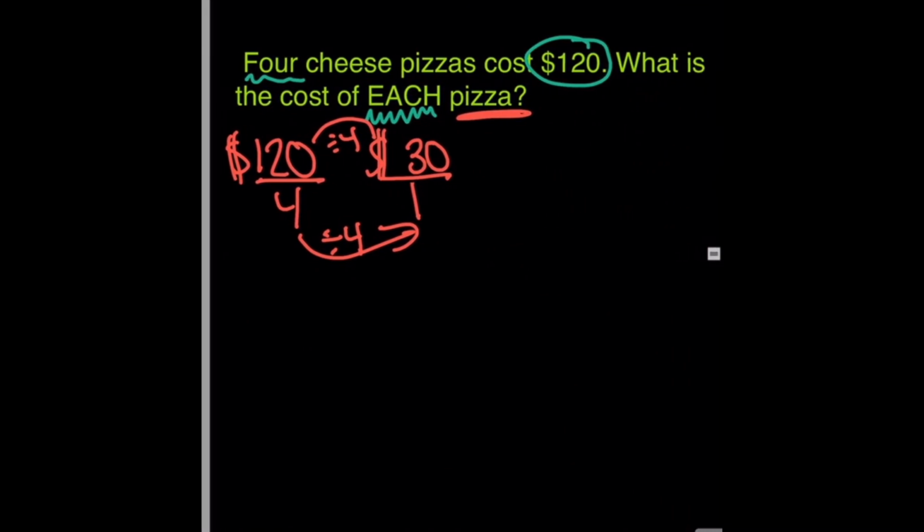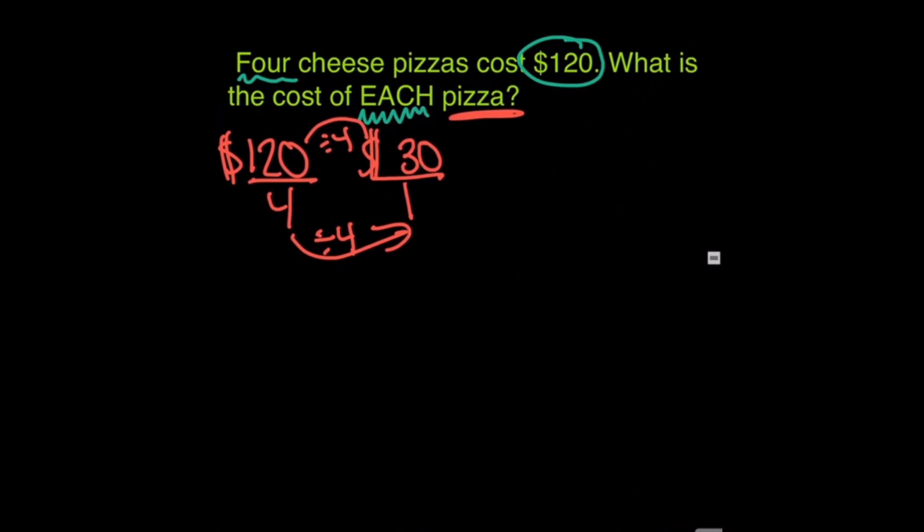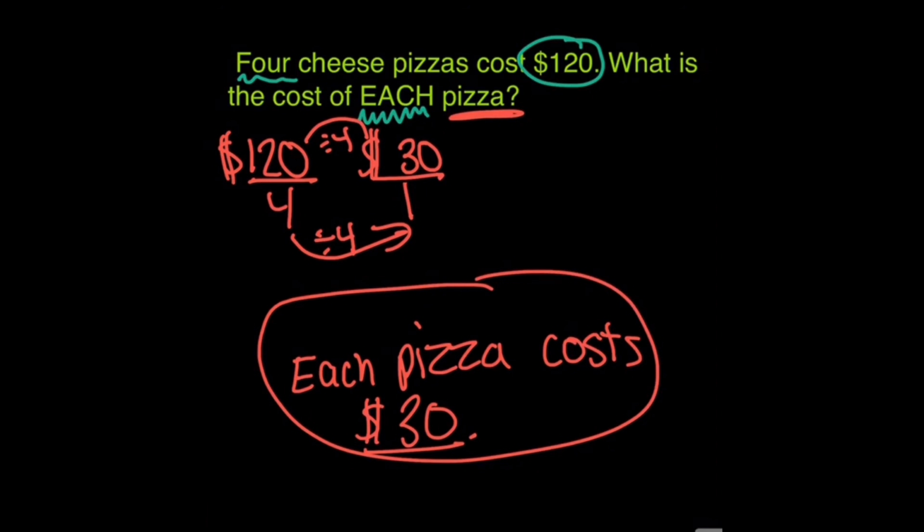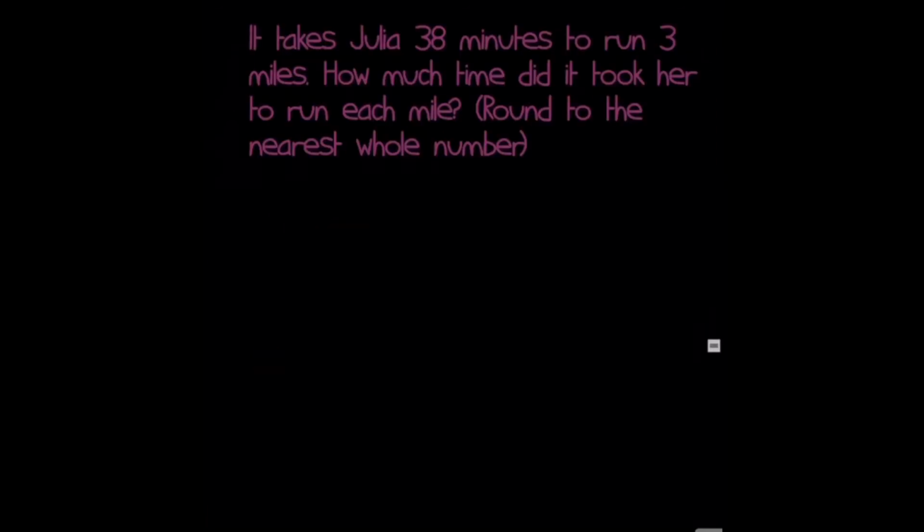So usually you have to end by writing a statement. So each pizza costs $30. This will be your final answer. Let's do one more problem.